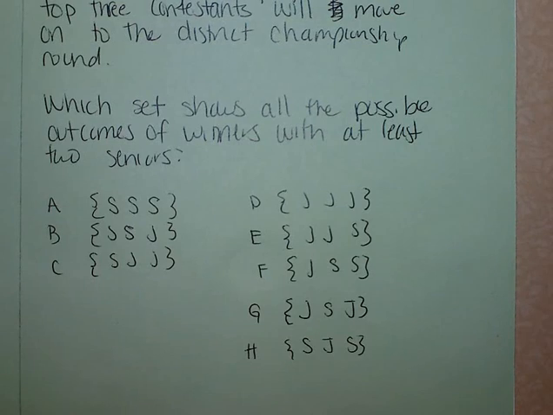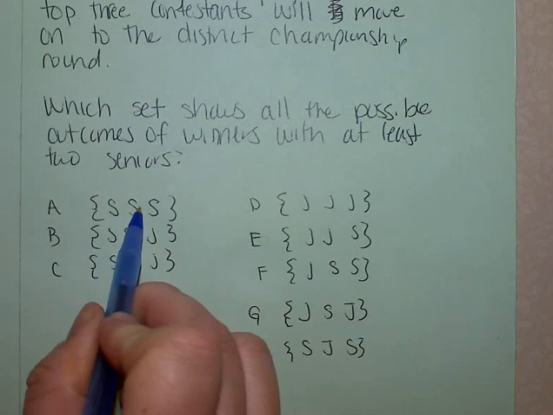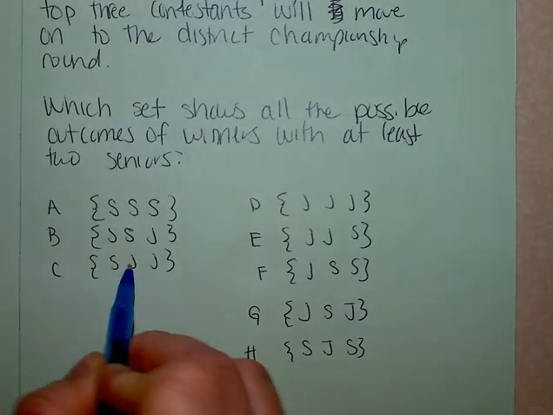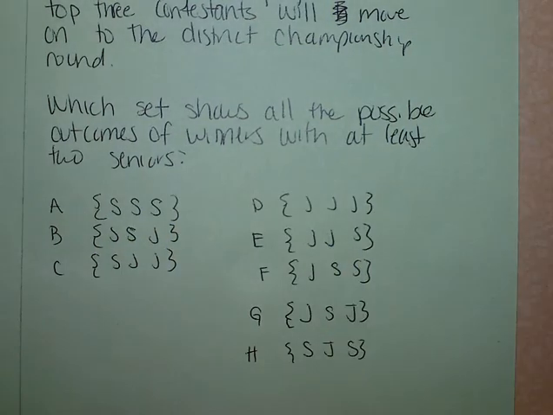So this represents first place, second place, third. So look at all your options, and with your partner, select the ones that contain at least 2 seniors of the 3 winners. Go ahead. I'm going to give you 20 seconds.